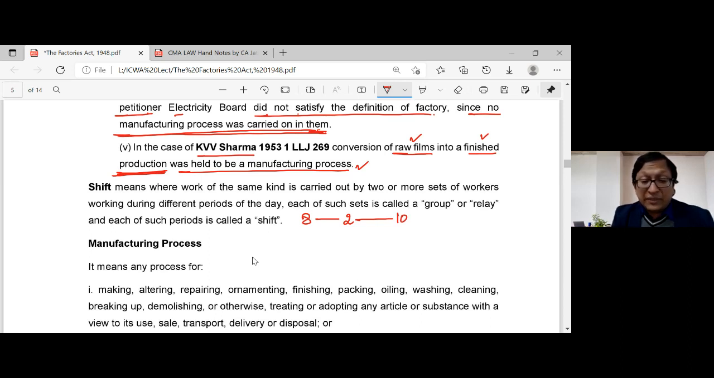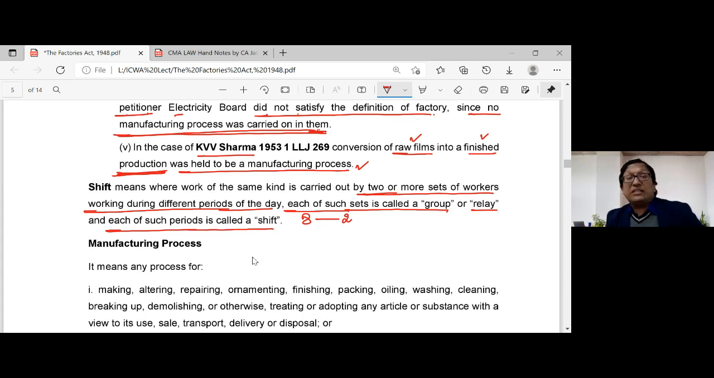So shift means where work of the same kind is carried on by two or more sets of workers working during different periods of the day. Each of such sets is called a group or relay, and each of such periods is called what? It is called a shift. Okay, so they are working in different relays, they are working in different shifts.